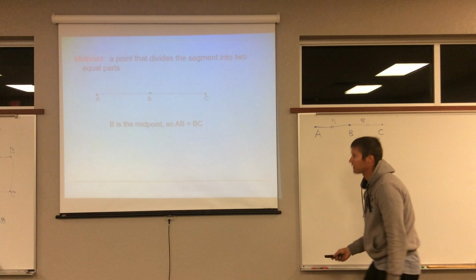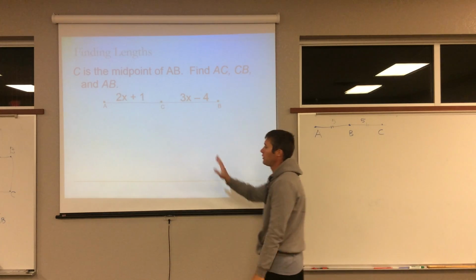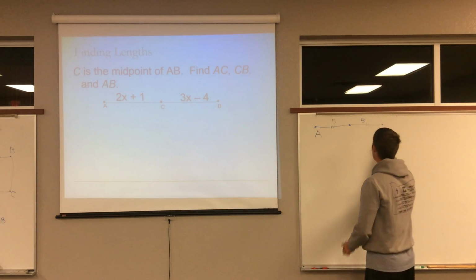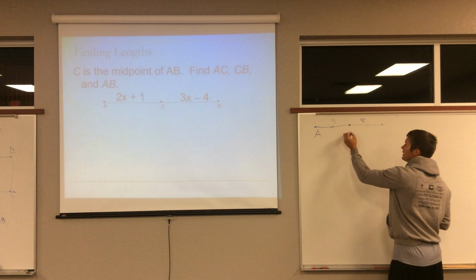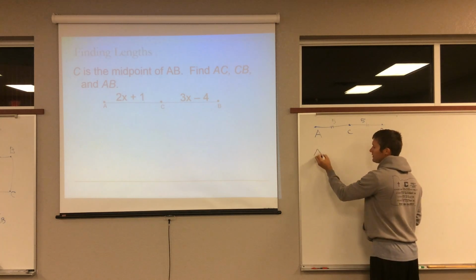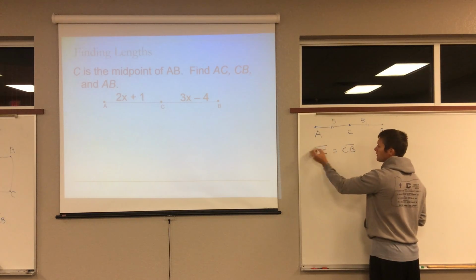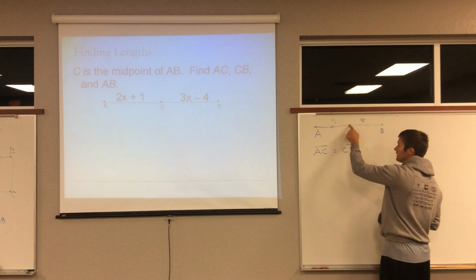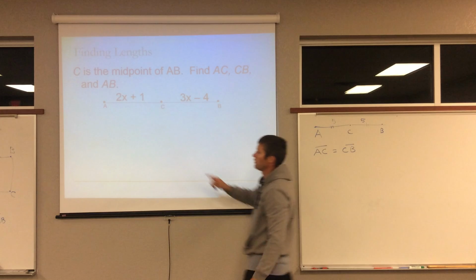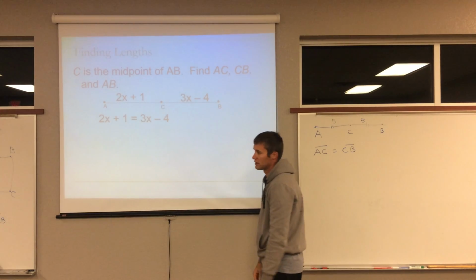This is powerful because we'll solve equations using it. C is the midpoint. So what do I know about AC? And so we'll just switch the order. AC and AB. We could say AC is equal to CB. This from here to here is the same as from there to there. And now you can solve an equation. You can say 2x plus 1 equals 3x minus 4.